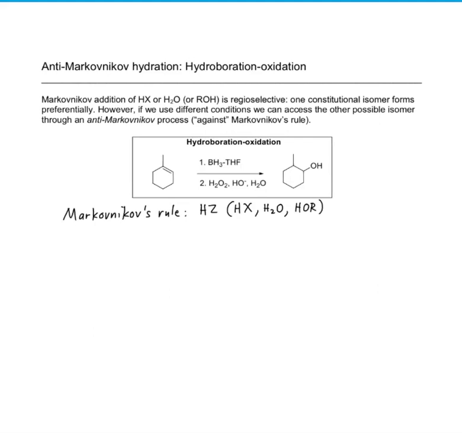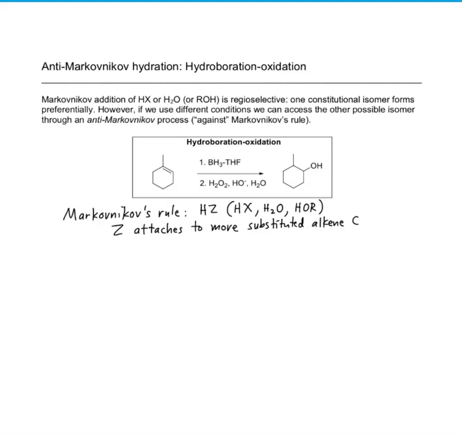So with Markovnikov's rule, if you're adding HZ across your alkene, Markovnikov's rule tells us that the Z attaches to the more substituted alkene carbon. So that's going to give us a particular constitutional isomer product.